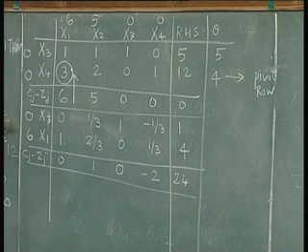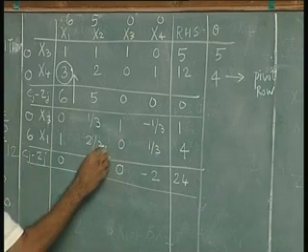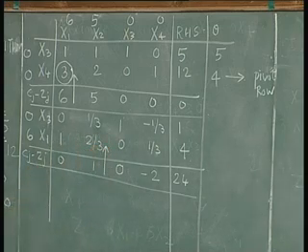Now once again we go back and look at the values of Cj minus Zj and identify that variable which has the maximum positive value. That happens for variable x2. So x2 now enters the basis and becomes a basic variable.